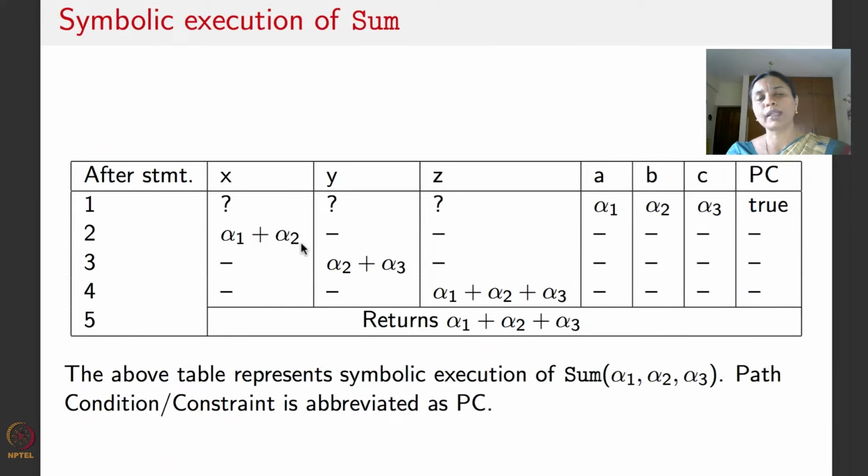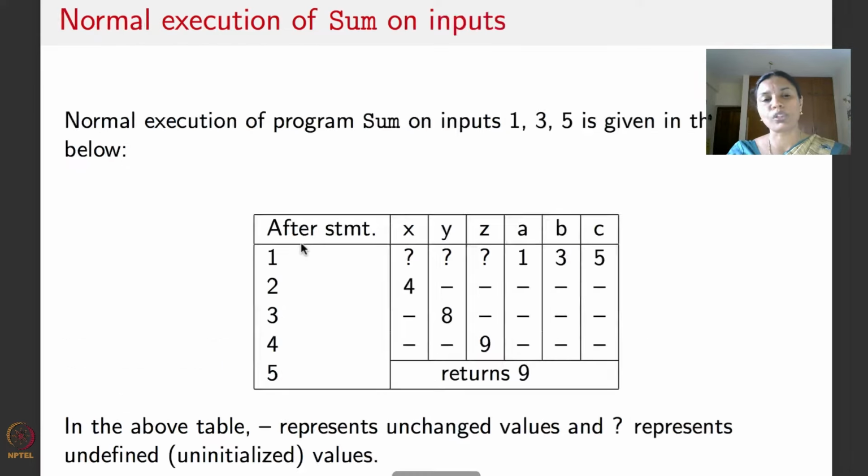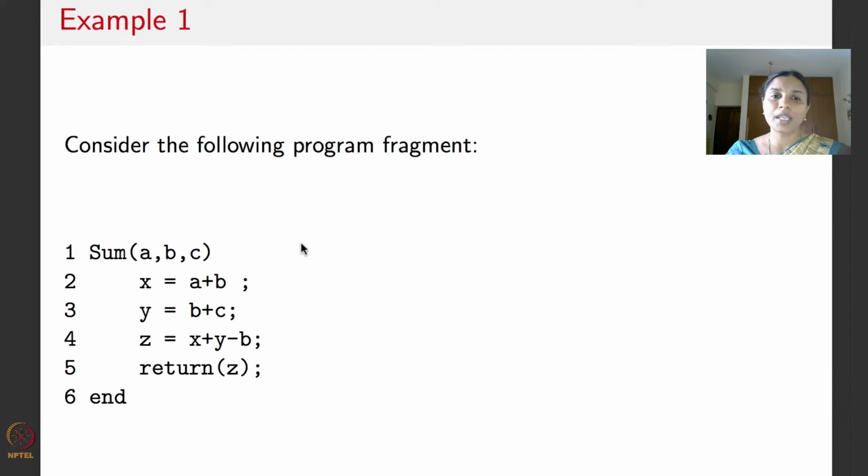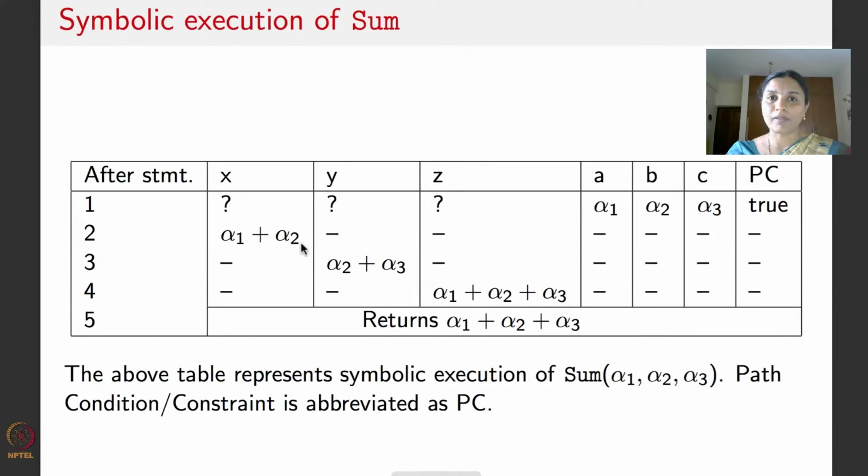One natural doubt that might come to your mind is, what am I doing differently than what is given in this program here? Instead of writing A plus B, I am writing alpha 1 plus alpha 2. Instead of writing B plus C, I am writing alpha 2 plus alpha 3 and so on. That's natural. In some sense, we are not doing anything. We're just saying that alpha 1 is an arbitrary placeholder value for A. Alpha 2 is another arbitrary placeholder value for B, and alpha 3 is an arbitrary placeholder value for C. That's exactly what symbolic execution is.